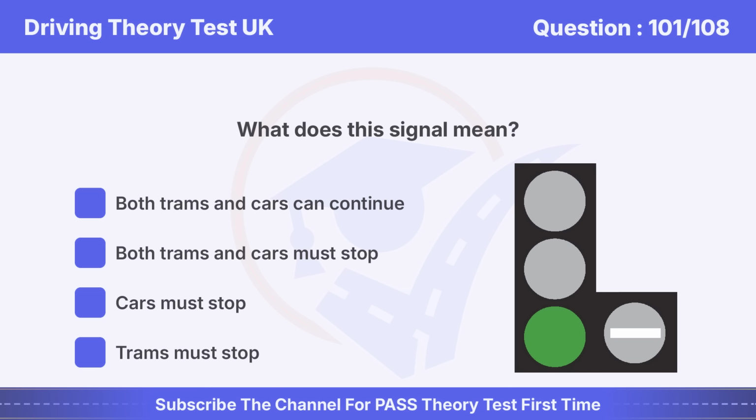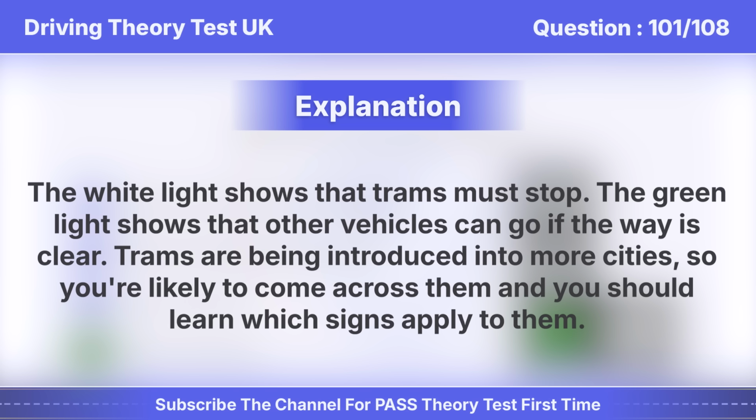Question 101. What does this signal mean? Answer is D. Trams must stop. The white light shows that trams must stop. The green light shows that other vehicles can go if the way is clear. Trams are being introduced into more cities, so you're likely to come across them and you should learn which signs apply to them.